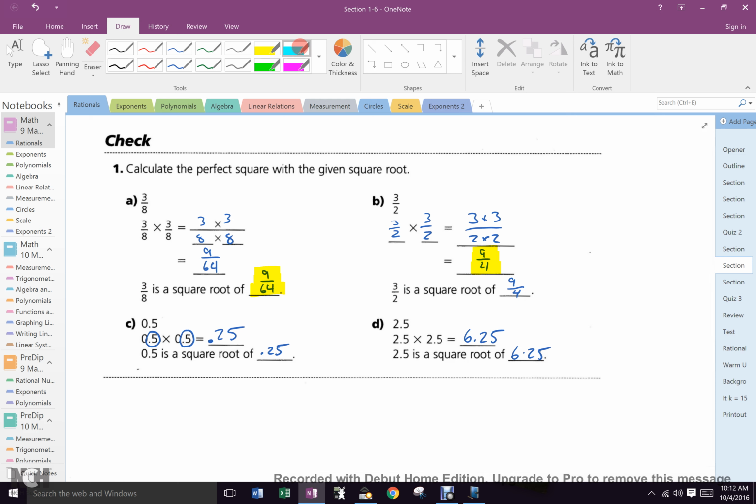What do you notice about all fractions? How many parts does a fraction have? 2. What are they called? The denominator is down here. The denominator. And the numerator is up here. What do you notice about, in these two fractions, what do you notice about the numerator and the denominator?